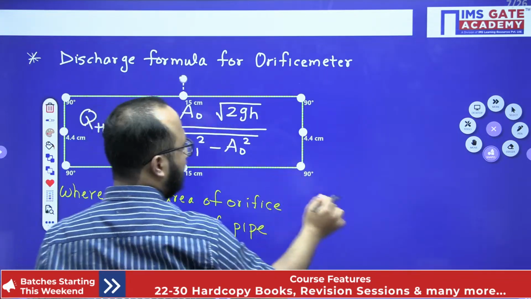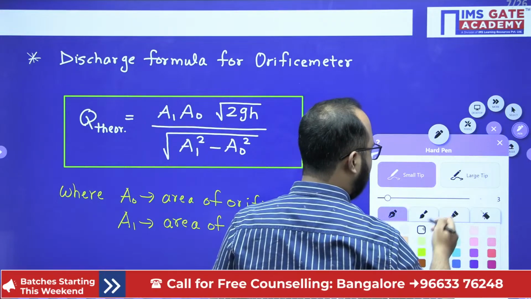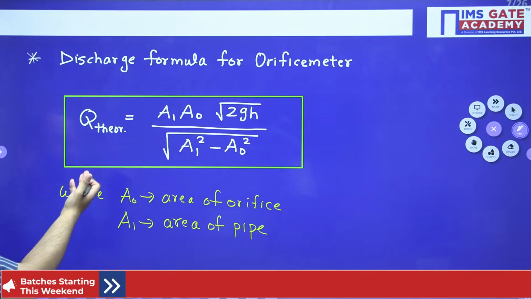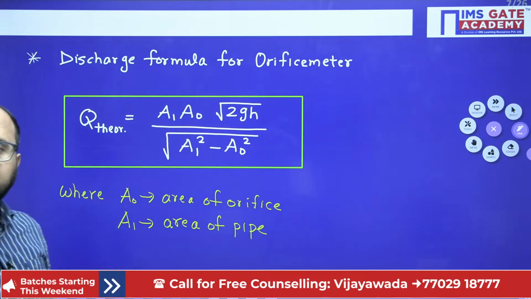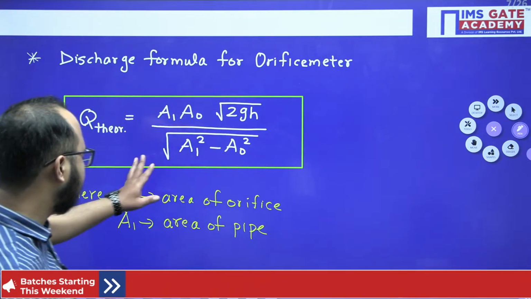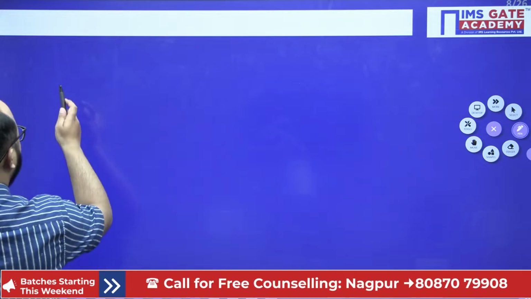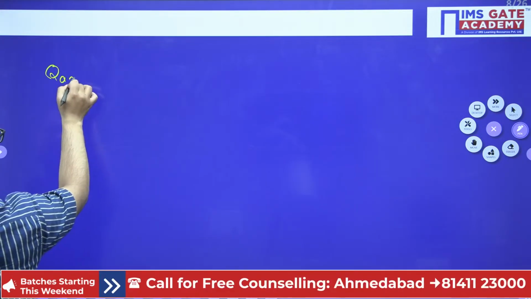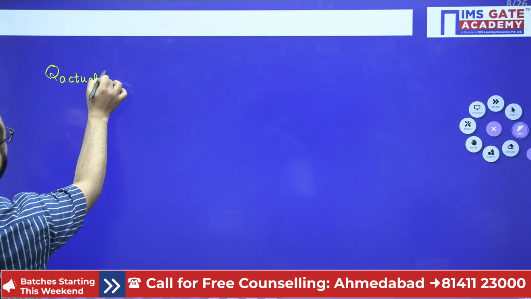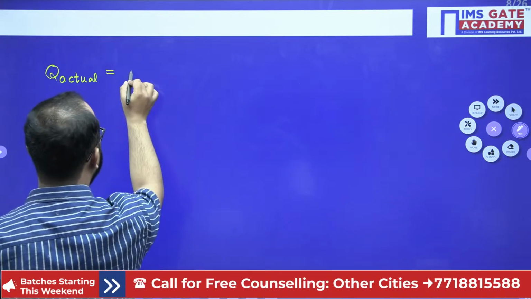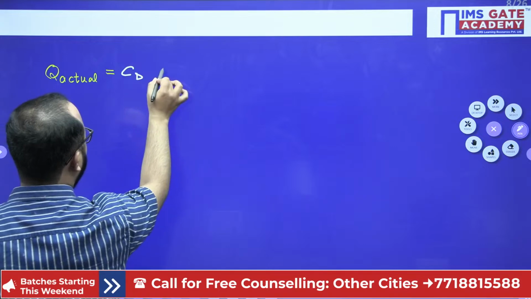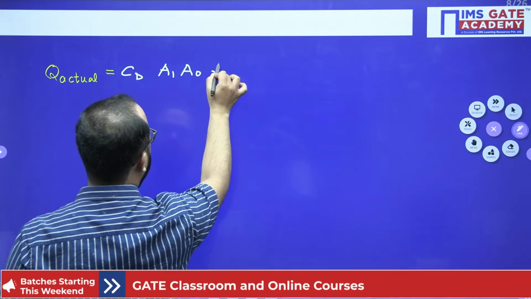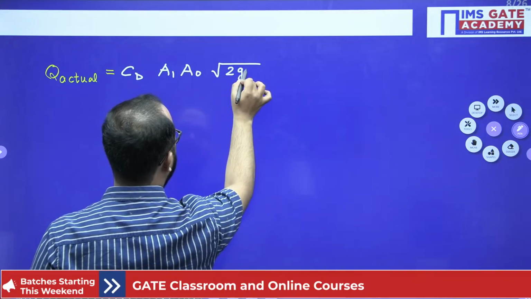Now if I multiply by the value of CD, I simply get the actual discharge. If I multiply the CD value with Q theoretical, I will get the actual discharge. So Q actual we write like this: just multiply CD with Q theoretical, A1 A0 root 2 GH, and so on.